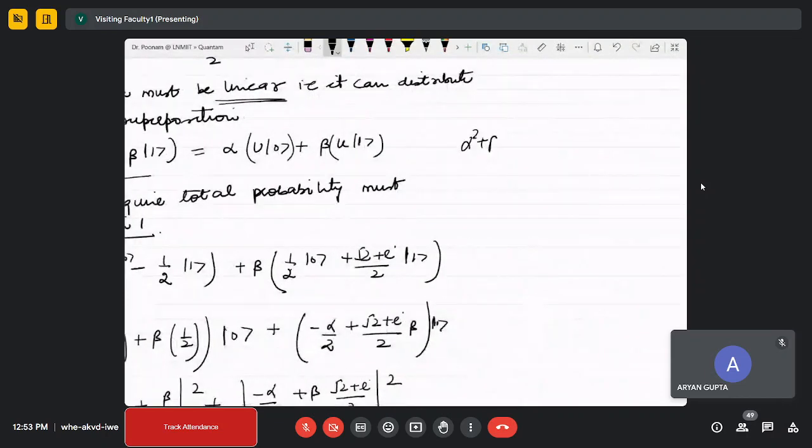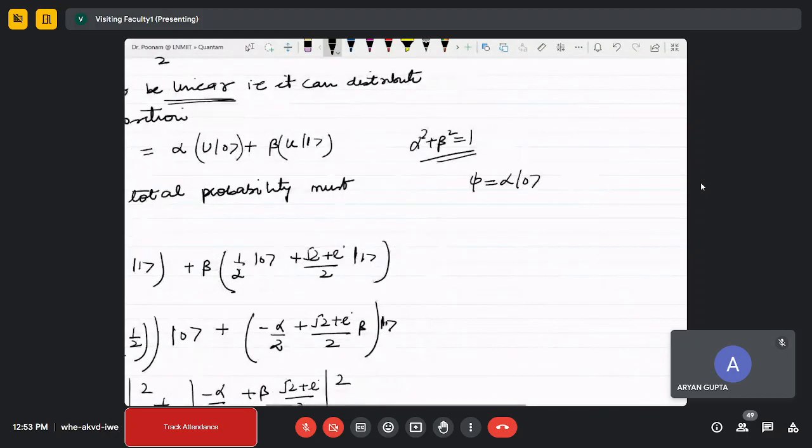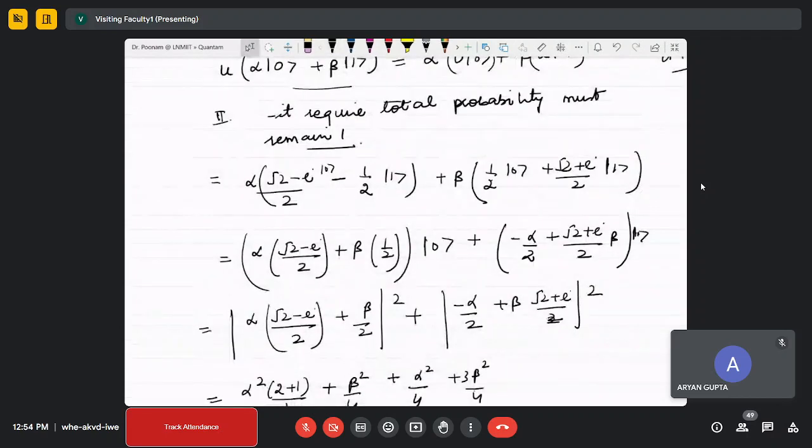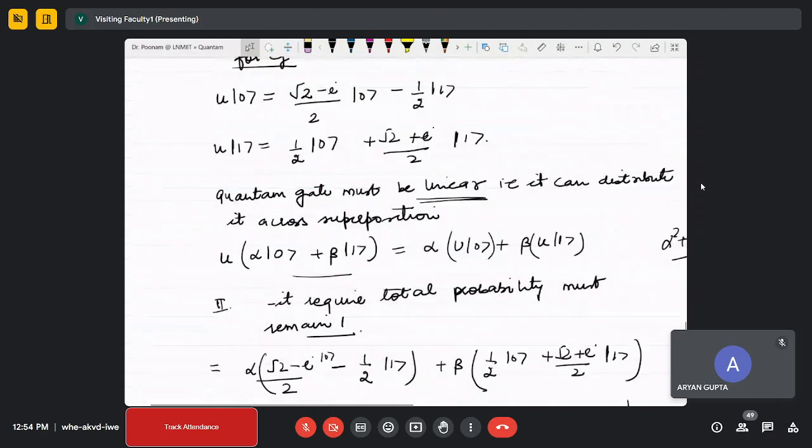Our original quantum bit was what? Alpha 0 plus beta 1. And on this bit only I have applied the gate U. So just see, if I check the probability amplitude, it turns out to be 1. So normally this mapping is an example that this is a valid gate.